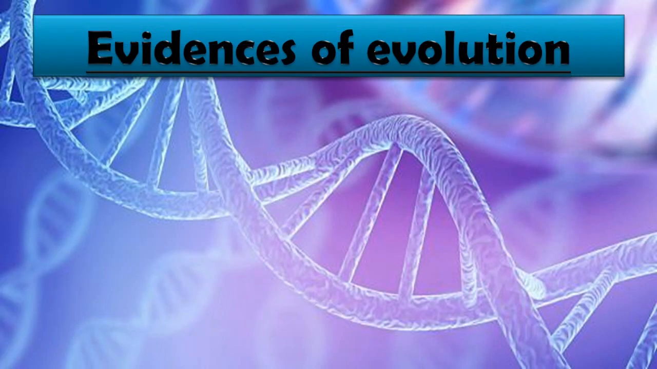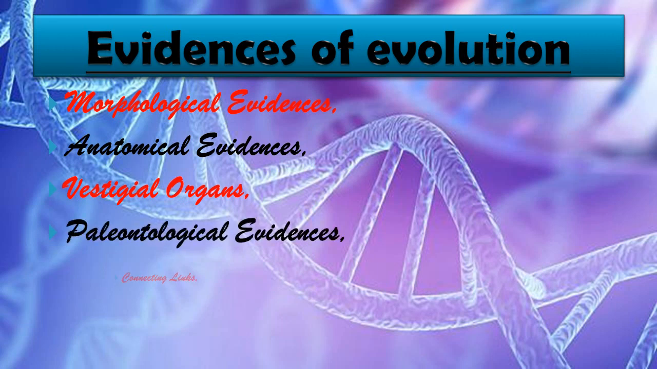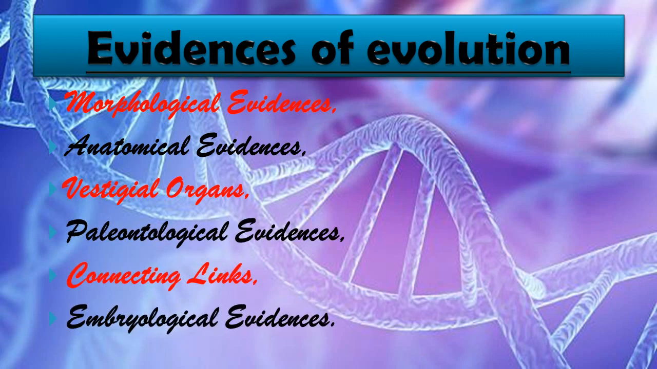Okay, now here different evidences are there of evolution. So first we are going to study about the morphological evidences, next is anatomical evidences and vestigial organs, paleontological evidences and connecting links, and last is embryological evidences. So let's study one by one.